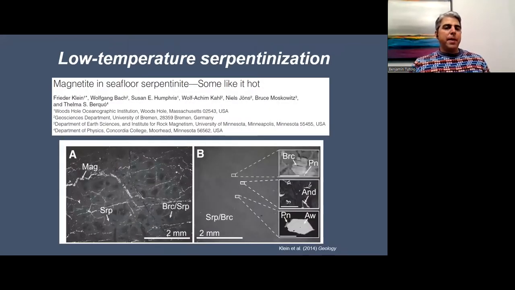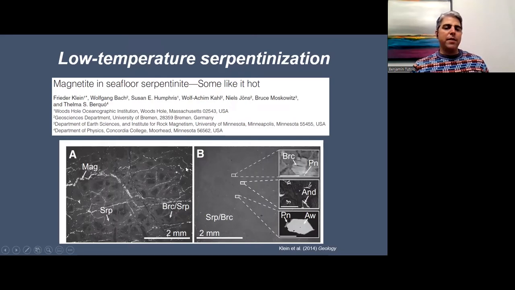There's a really nice paper by Frieder Klein. The title speaks for itself: Magnetite in seawater serpentinite, some like it hot. Essentially, the take-home message from this paper is that if you're serpentinizing peridotite at temperatures lower than around 200 degrees Celsius, you do not make magnetite. Rather, you end up with minerals like brucite in your rock.